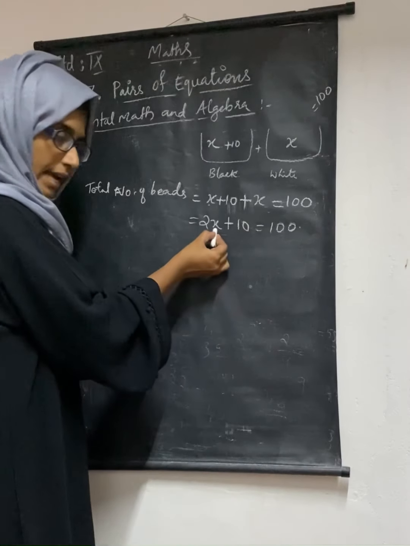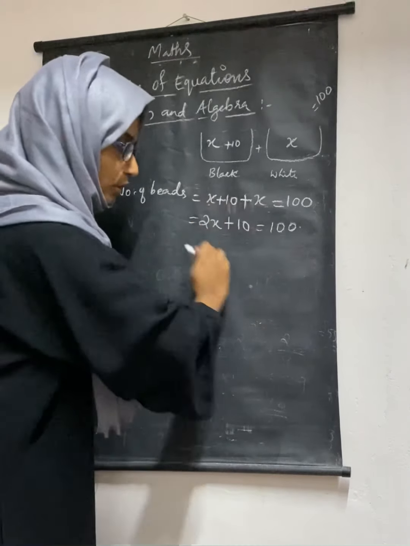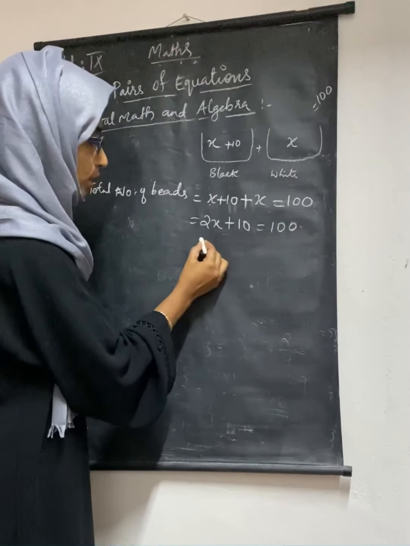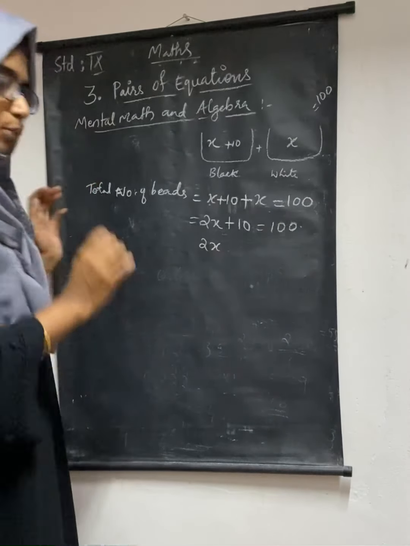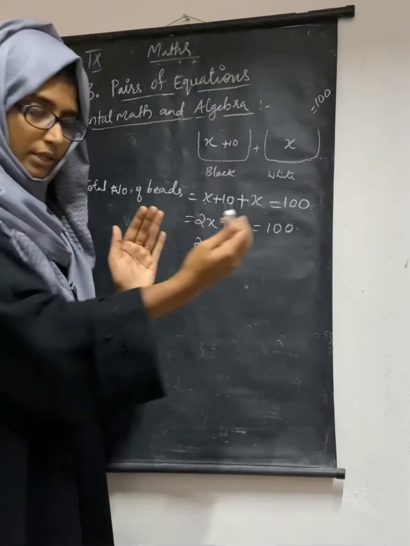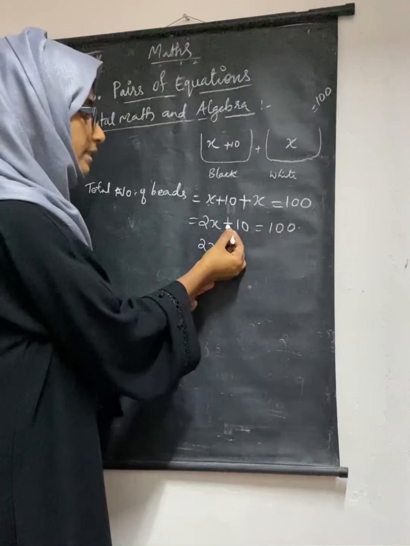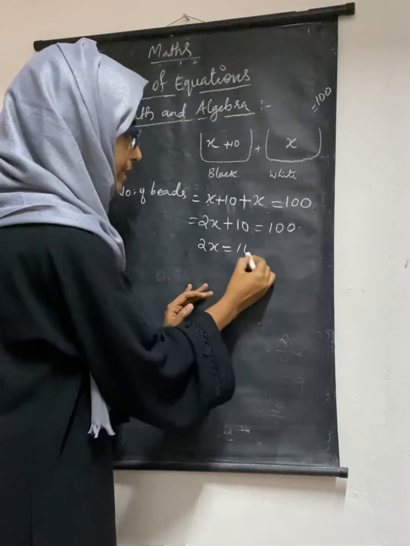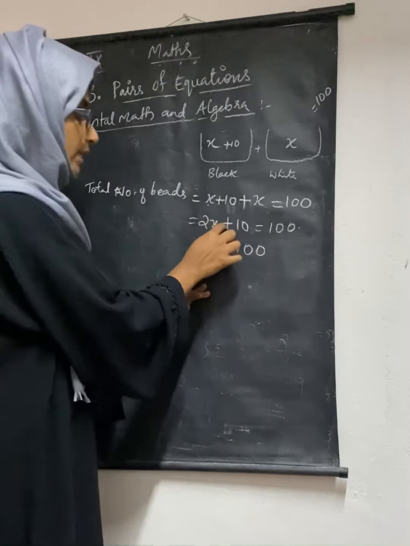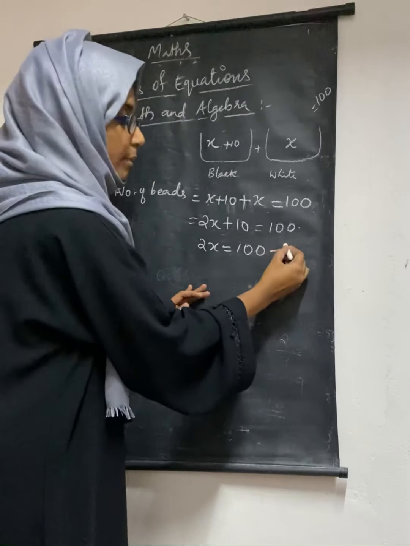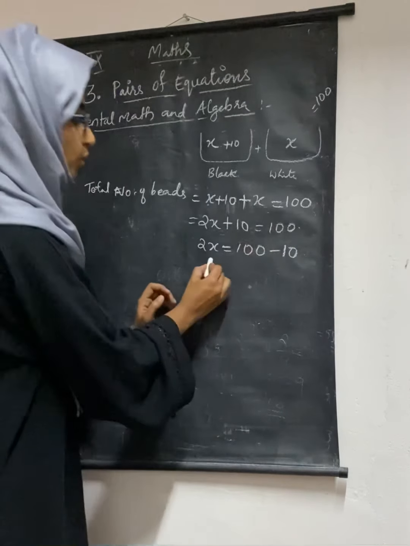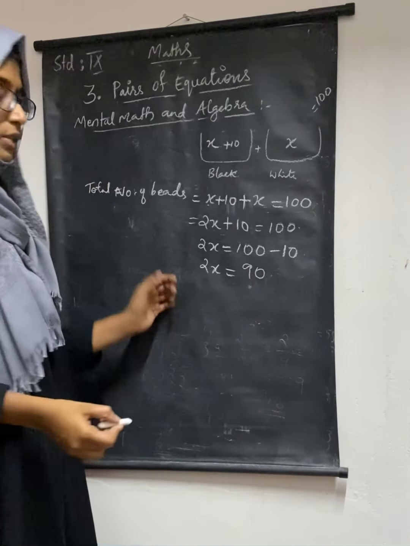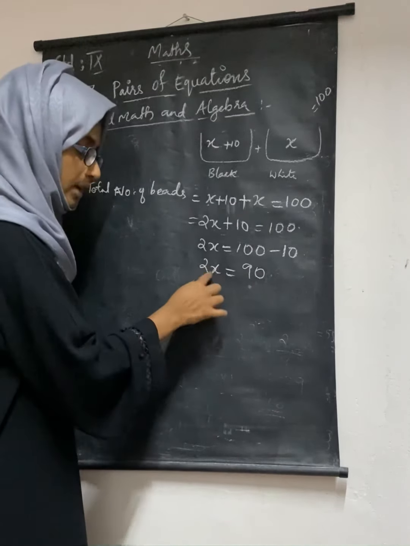Now we have to find the x value. I cannot bring all the numbers together, but one by one we have to bring them to the other side. 2x I am keeping here only, because it's a multiplication, it will stay together. First I am moving this 10 to the other side, where 100 is. Plus becomes minus 10. So 2x is equal to 100 minus 10, how much is it? 90.